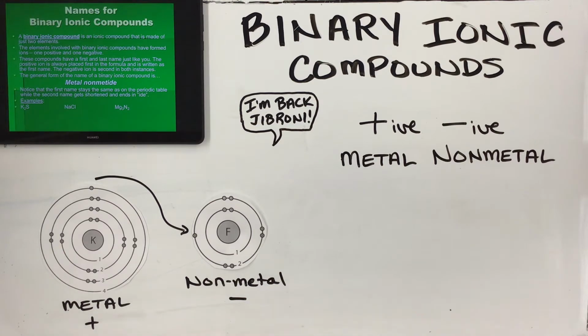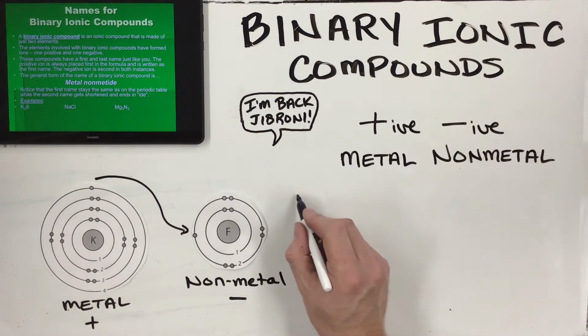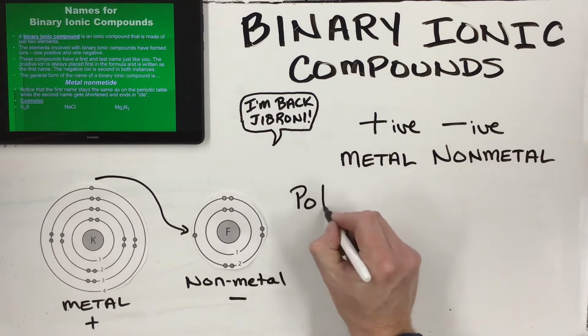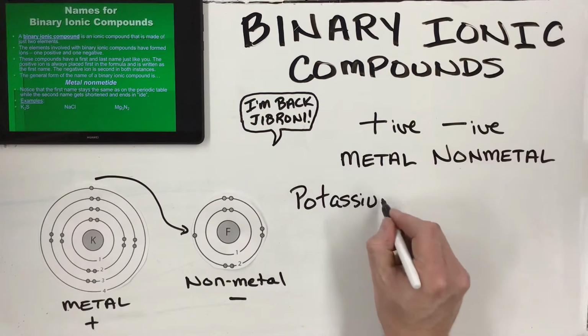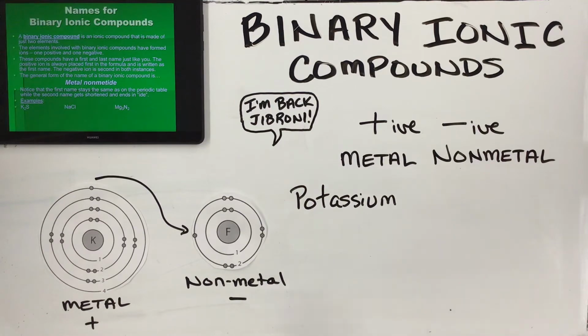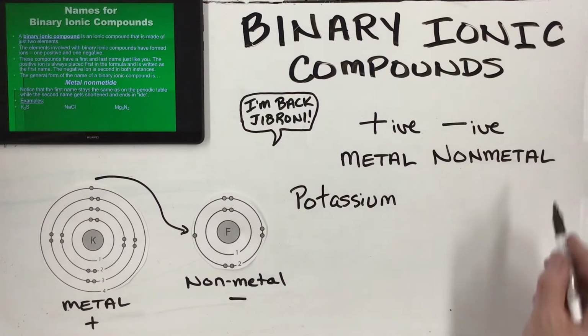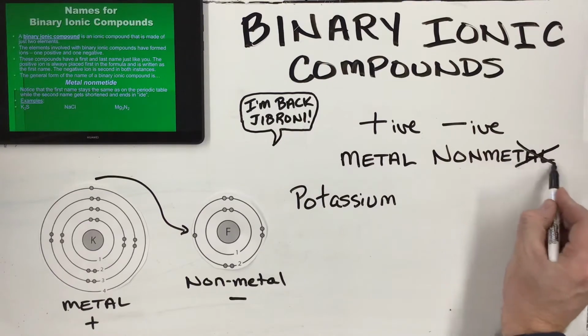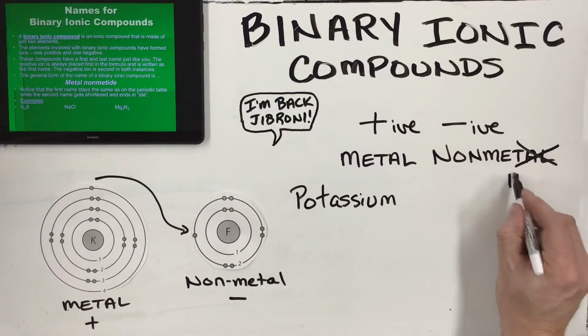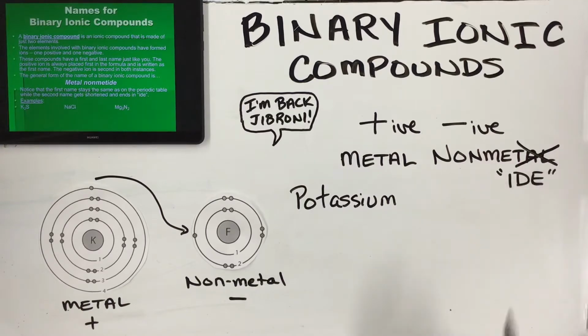So, if we were to name this ionic compound, here's how it works. We're going to actually just name the metal as it is. So the name of the metal is potassium. Now, the nonmetal, something happens to the name of the nonmetal, and what we do is we get rid of the ending on the nonmetal, and we put IDE. IDE tells us those two elements are together. All right, so it's not just a random list of elements.